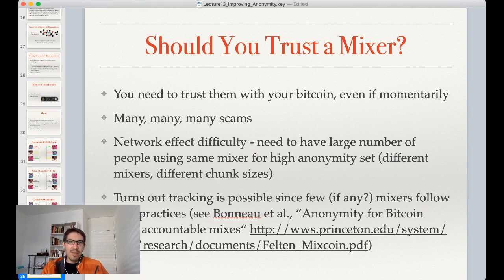And it turns out that mixers don't always follow best practices. It is hard to do in a correct way, and also it's not exactly a field where people are discussing best practices and getting audited and being registered with the government, etc. And so it turns out there are other ways of de-anonymizing those who use mixers.